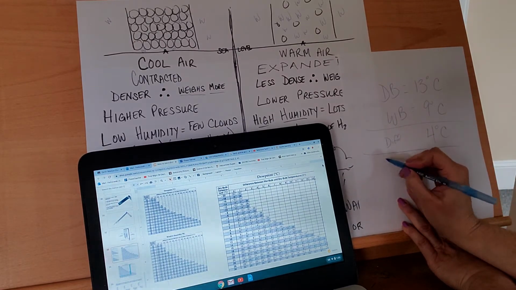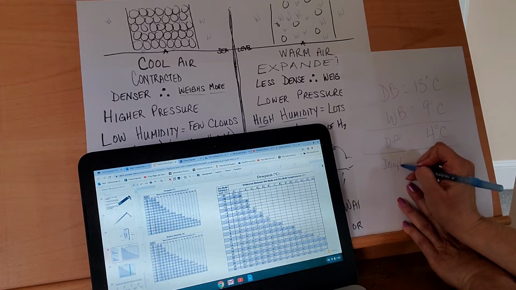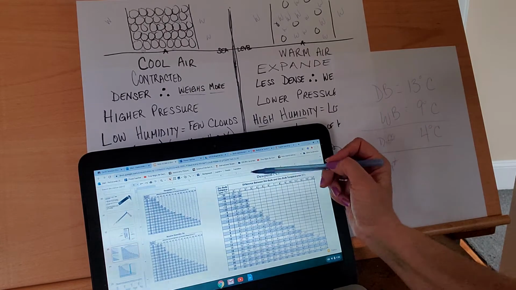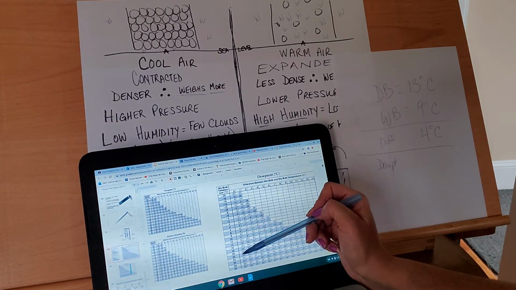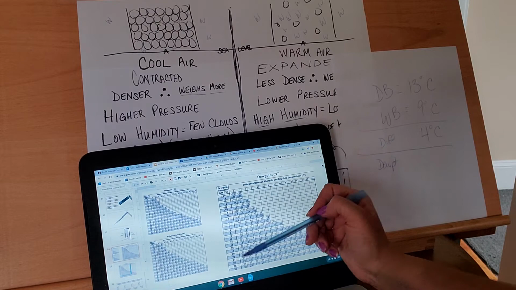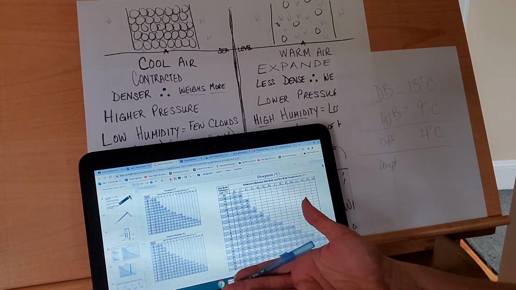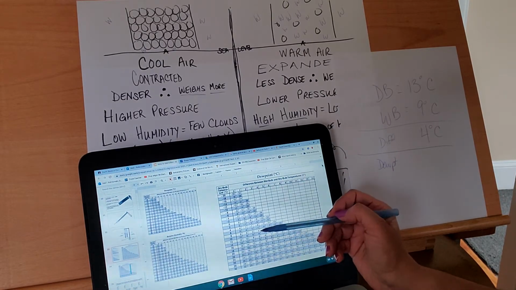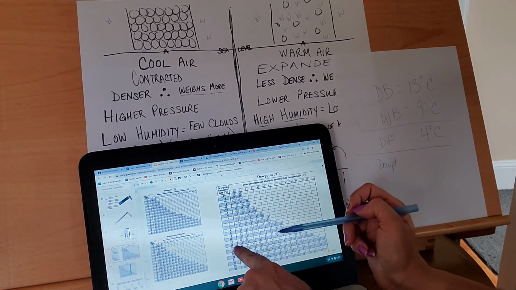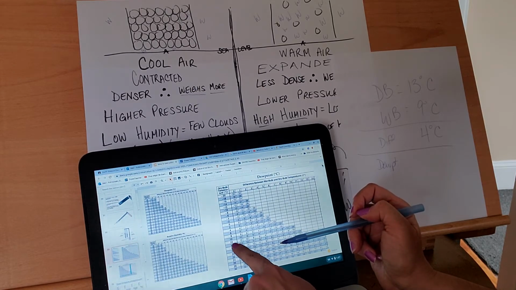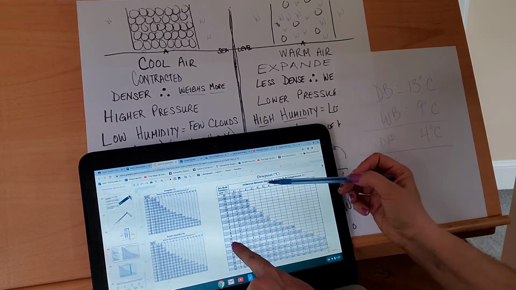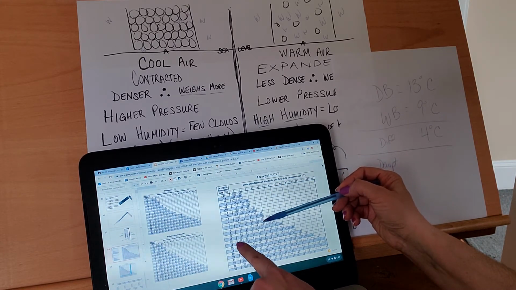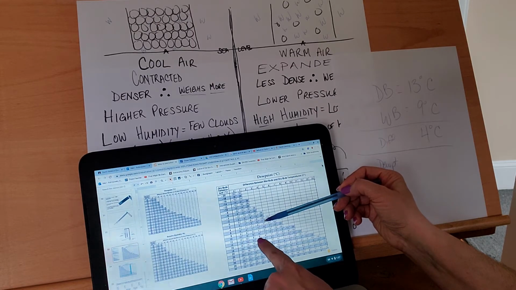Okay, so I want to find what the dew point temperature is. Well, if I'm looking for the dry bulb temperature, I'm looking for 13. 13's not on here. But let's just say it was. If 13 was on here, where would it live? 13 would have to live between 12 and 14, right? So put your finger right here between 12 and 14. Hold it right there. The difference is still 4 degrees. So I'm going to come down with the 4, and I'm going to stay between the 12 and 14.